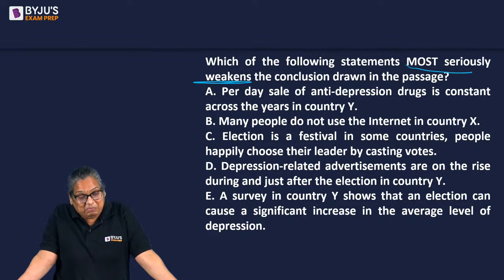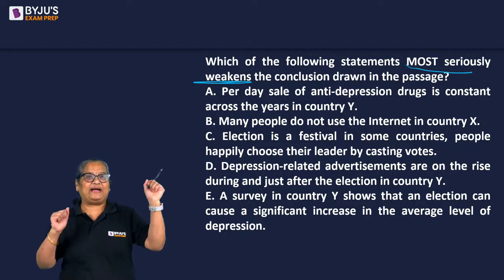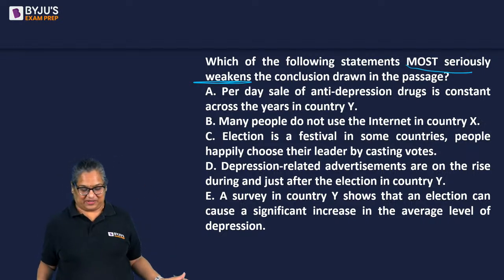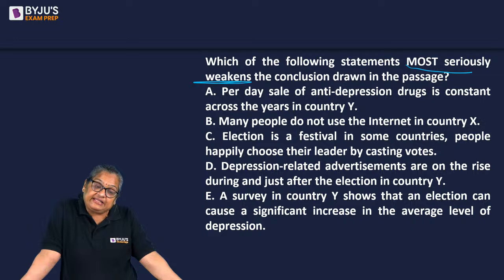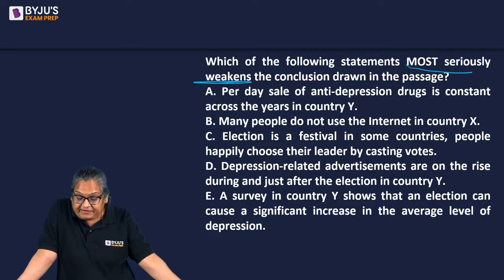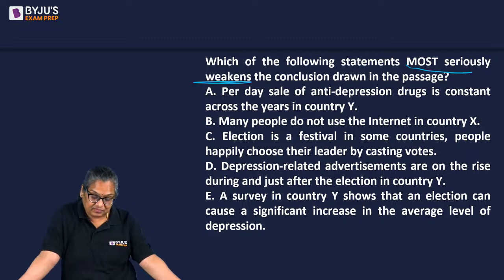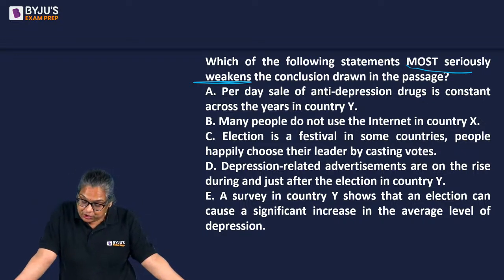Last year's question. And I remember there were two options which were close. And when the answer came out and my answer was right, I was like, yes, see, this is right. Okay, let's see. Which one would weaken this conclusion most? Per day sale of antidepressant drugs is constant across the years in country Y. Election is a festival in some countries. People happily choose their leaders by casting votes. Depression-related advertisements are on the rise during and just after the election in country Y. A survey in country Y shows that an election can cause a significant increase in the average level of depression.